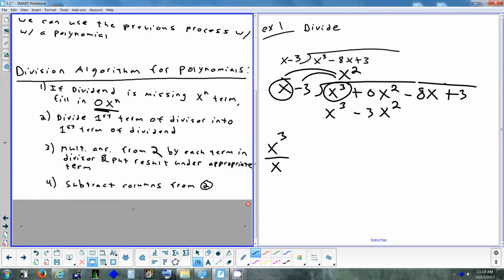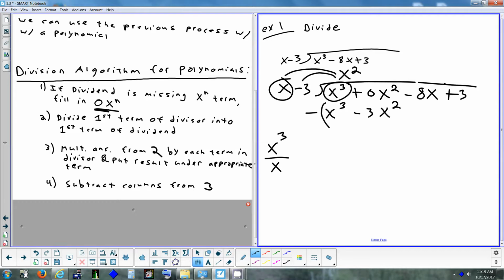Step 4, subtract. So you're going to subtract what we just did in the last step. Some people do it different ways. Some people just change the signs. I usually go like this. Draw a line, and now I'm going to subtract.